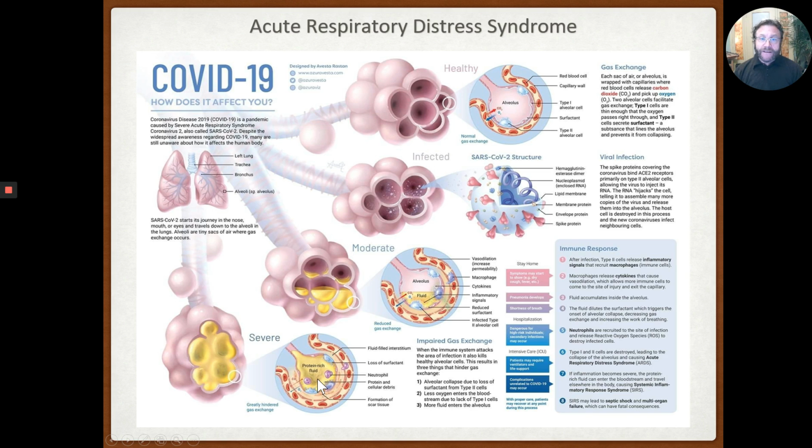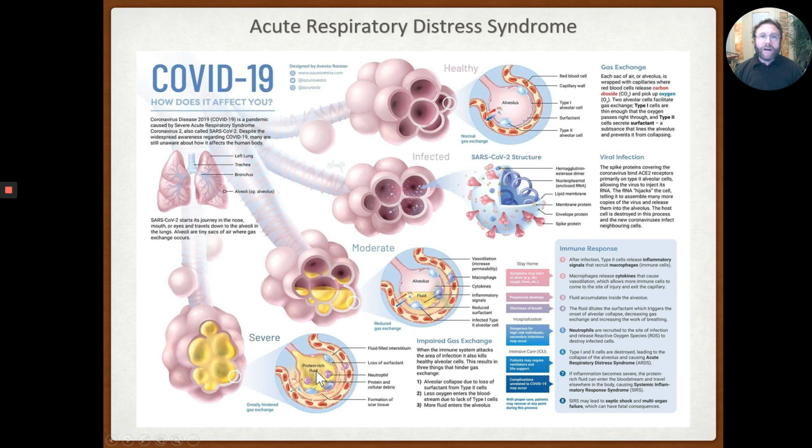And then if that continues longer and the immune system keeps overreacting, we'll get into this severe scenario where the air sac, the alveoli, are totally filled with fluid. There's more and more exudate, more and more dead cells, more and more immune cells filling the area to the point where that fluid becomes protein rich and pretty thick and almost hard.